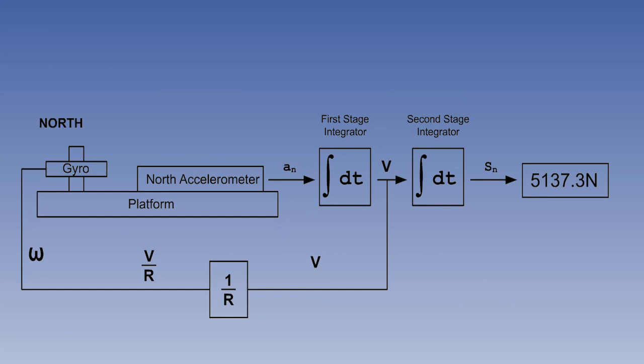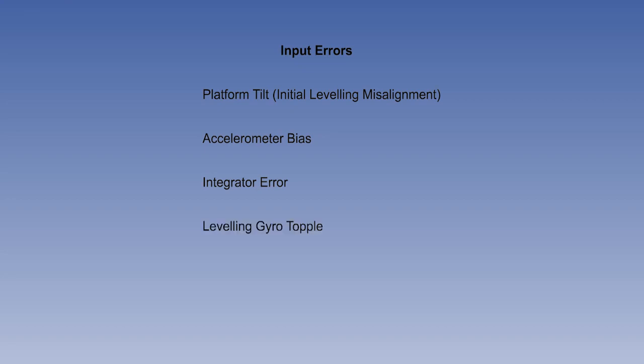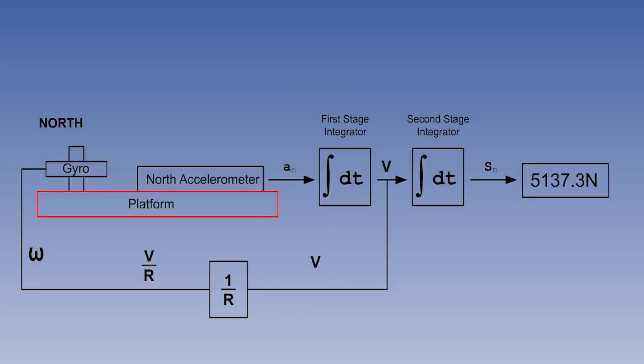So, where are the possible sources of error? There are 6. We'll explain them in more detail in a moment, but first we'll list them. These errors are platform tilt, accelerometer bias, integrator error, leveling gyro topple, initial azimuth misalignment, and azimuth gyro drift. Let's start at the beginning.